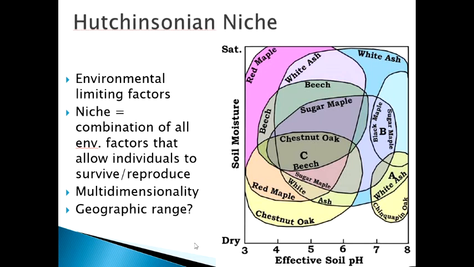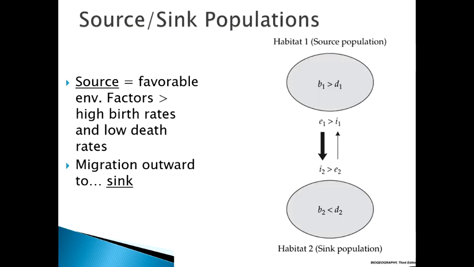And so for this, we've got a bunch of species of trees, and they have graphed their effective soil pH and soil moisture, where they are optimally growing. And notice that the different species are present in different environmental regimes. Another way that we can think about distribution of organisms is source and sink.